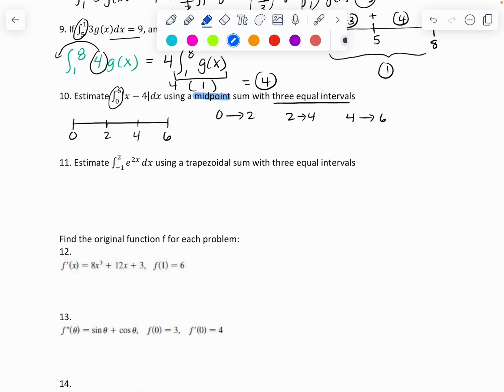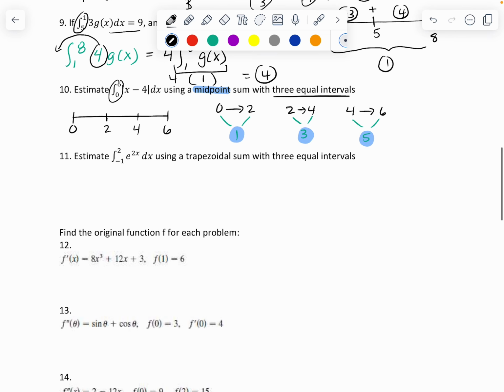Okay, I want a midpoint sum. So that means I need to highlight the middle of these two numbers. The middle of 0 and 2 is 1. The middle of 2 and 4 is 3. The middle of 4 and 6 is 5. These highlighted numbers are the numbers that are going to give me the heights. So let's go ahead and calculate this. If I'm using midpoint or left or right Riemann sums, I'm going to be doing base times height, right? So I want to do base times height.